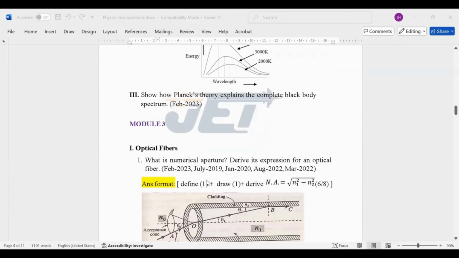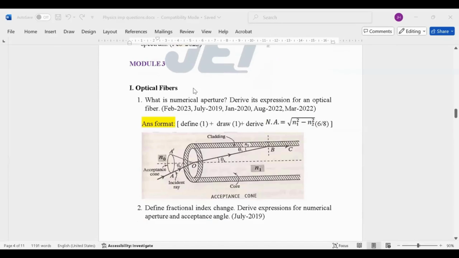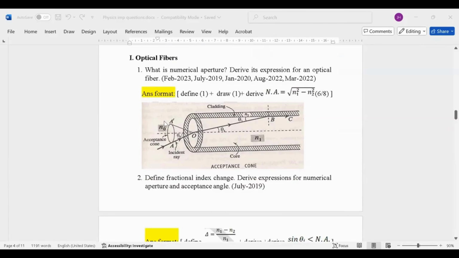Now moving on to module 3. Optical fibers. What is numerical aperture? Derive its expression for an optical fiber. So you're going to draw this diagram in a neat and clean way. Mention all the elements here: core, incident ray, cladding, everything has to be mentioned. The diagram has to be as it is. Then you get the marks. So drawing will be probably 1 mark, definition 1 mark, and the rest goes for your derivation. What is your derivation? NA is equal to root over n1 square minus n2 square. This will be around 6 to 8 marks.